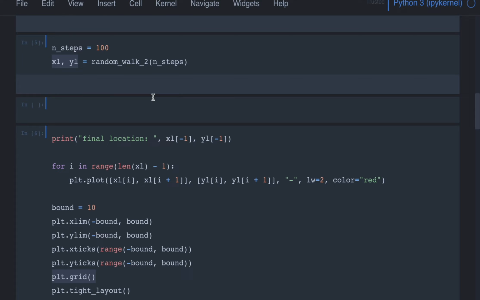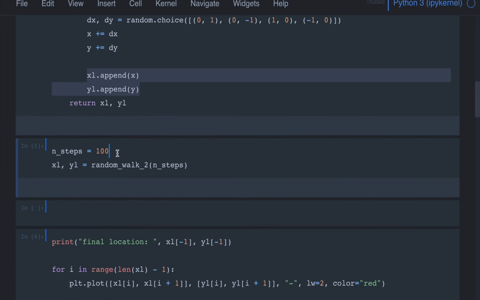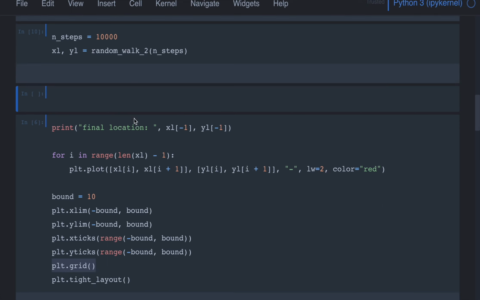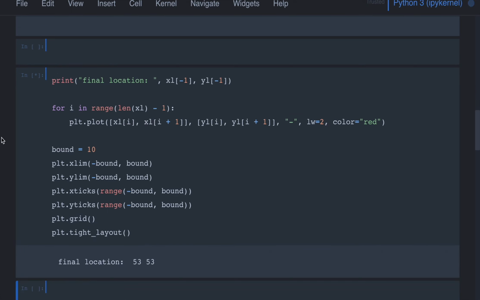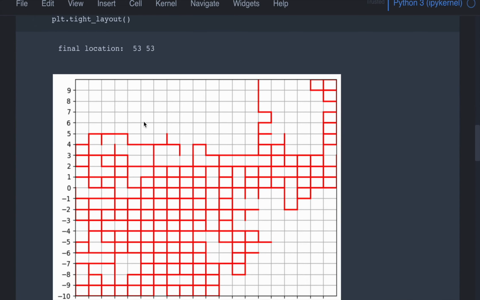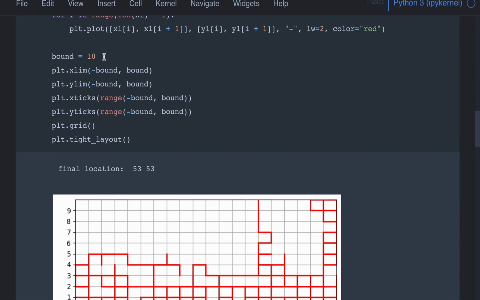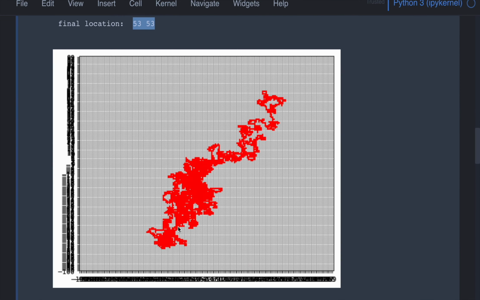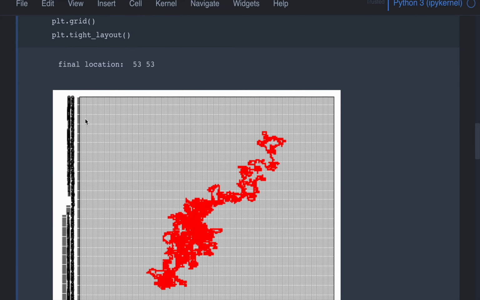Let's simulate for a bit longer to see if it shows an interesting pattern. Okay, we simulated for 10,000 steps. This is going to be a static image. Probably this time the bounds will be much larger, so we need to increase the canvas size. So maybe let's increase to 100. The final location, it just happened, this is a coincidence, right? So this is how the person has moved. Let me remove these ticks, we don't need them.